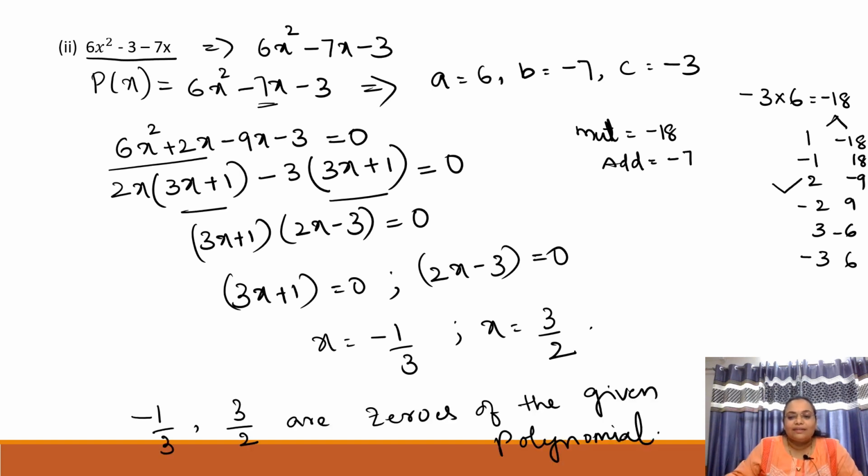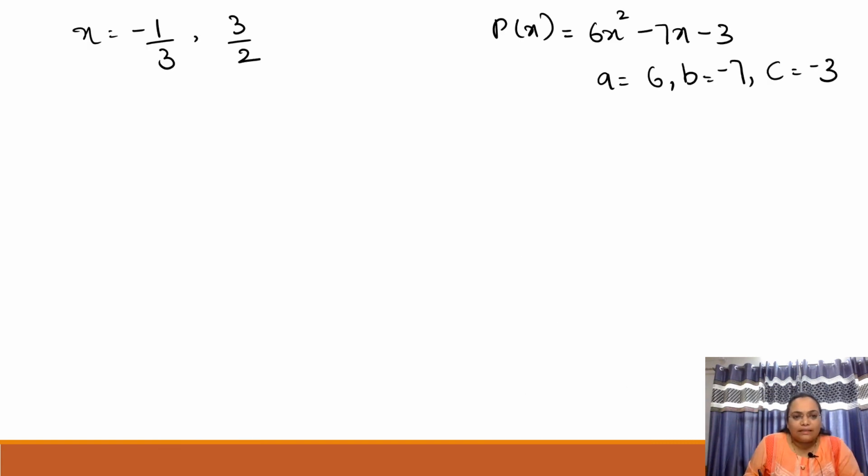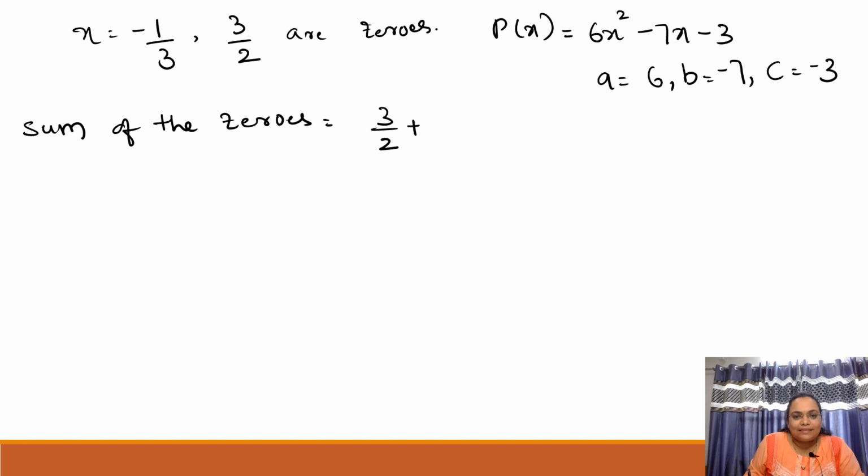Now let us find the relationship between the zeros and the coefficients. So minus 1 by 3 and 3 by 2 are zeros of the given polynomial. Right? Now let us find first the sum of the zeros. What is the sum of the zeros? That is 3 by 2 plus minus 1 by 3. Right? Now let us take the LCM. It is 9 minus 2, which is 7 by 6. Yes? What is the sum of zeros?